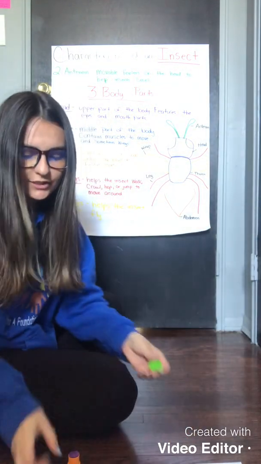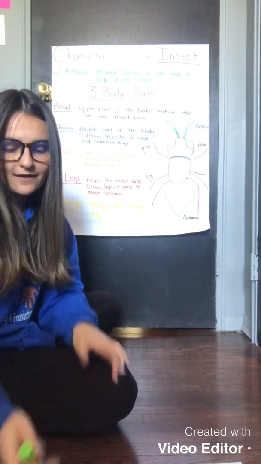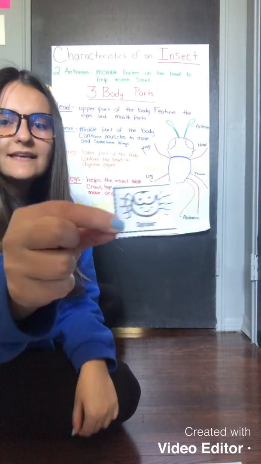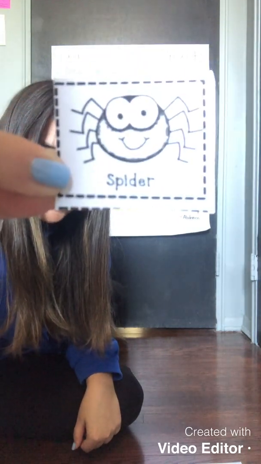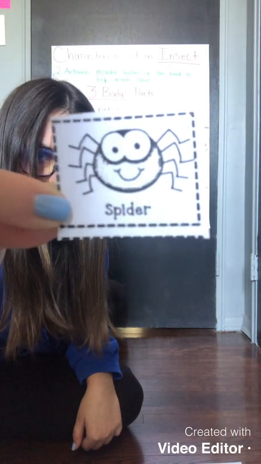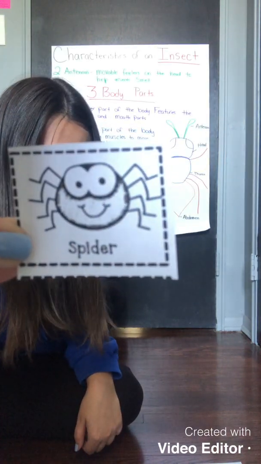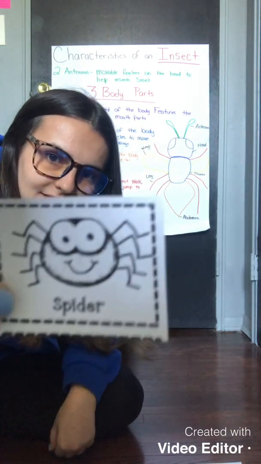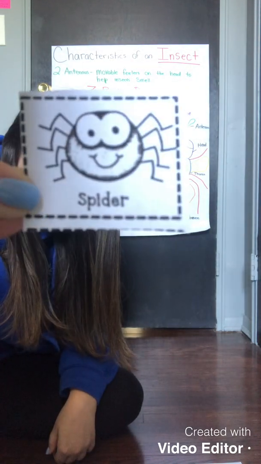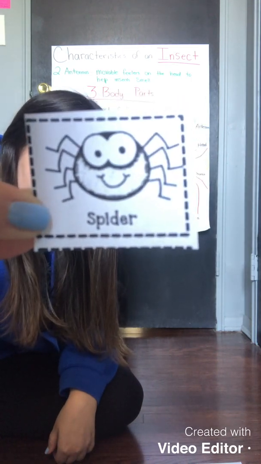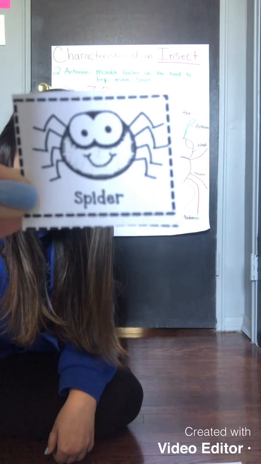I'm gonna try to trick you right now. Let's see if I can do that. What is this? If you said it's a spider, you are correct. But the question is, is this spider an insect or not an insect? Can you see? Look at all the characteristics of this object.